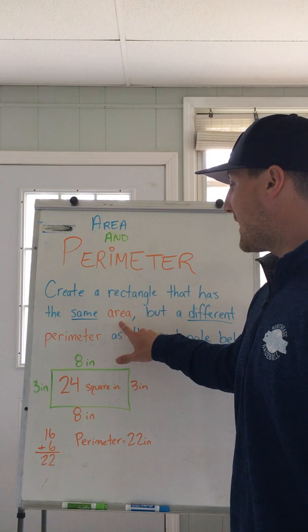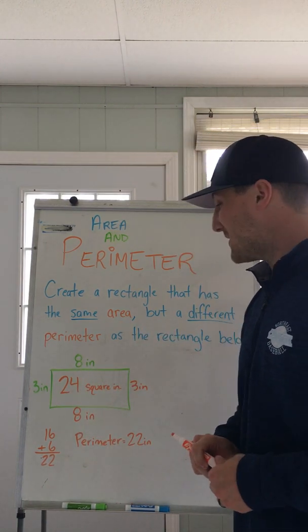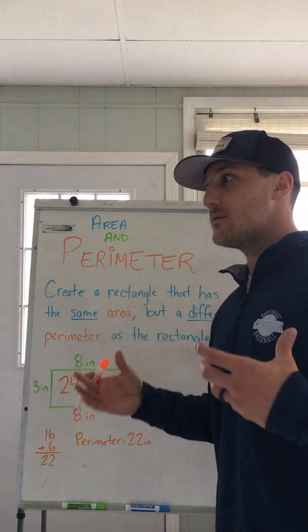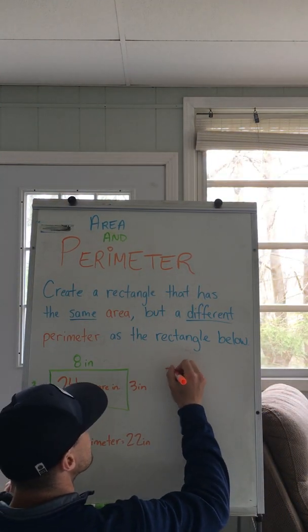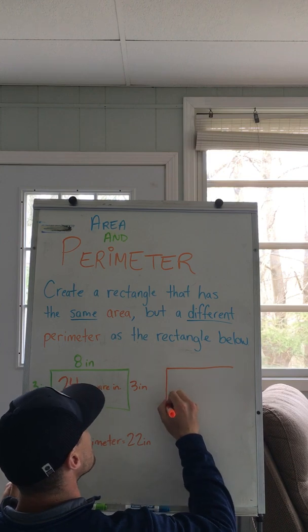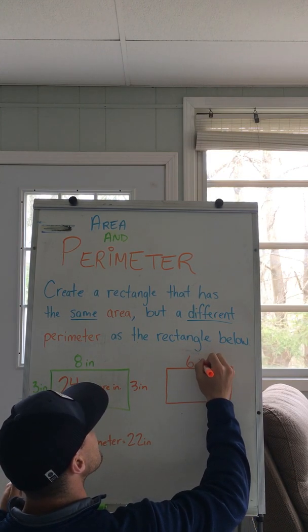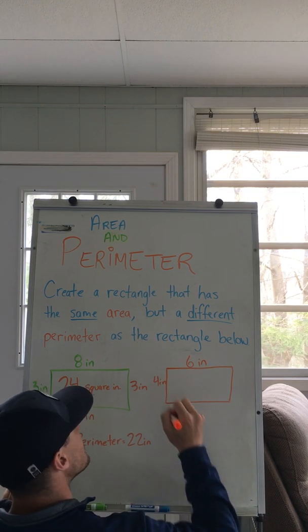Let's start with the area. I know that if I want to create a rectangle with an area of 24 square inches, I need to think of 2 other factors of 24 that aren't 8 and 3. Oh, I know, 6 and 4. Let's make a rectangle that is 6 units long and 4 units wide. I'm going to go ahead and label that 6 inches and 4 inches.